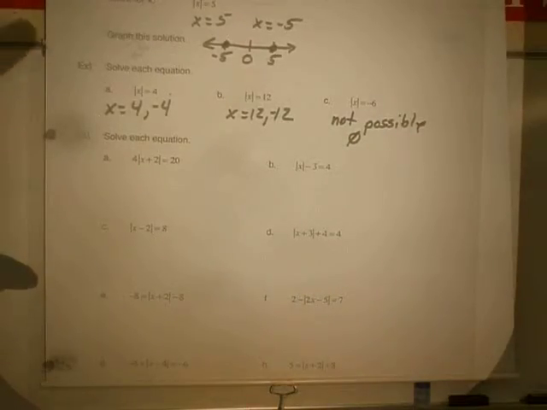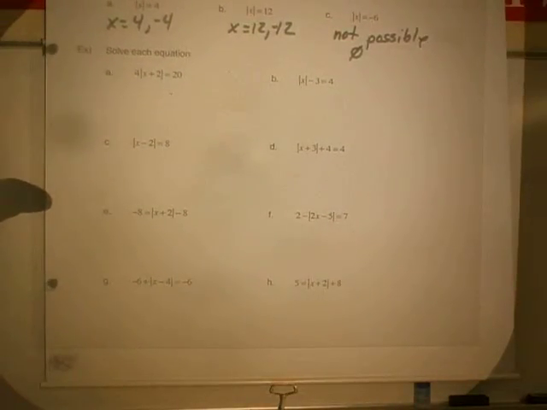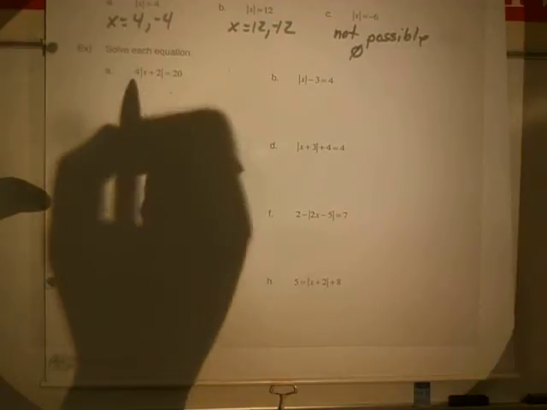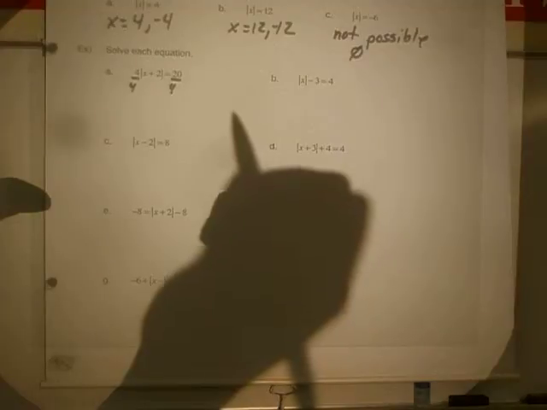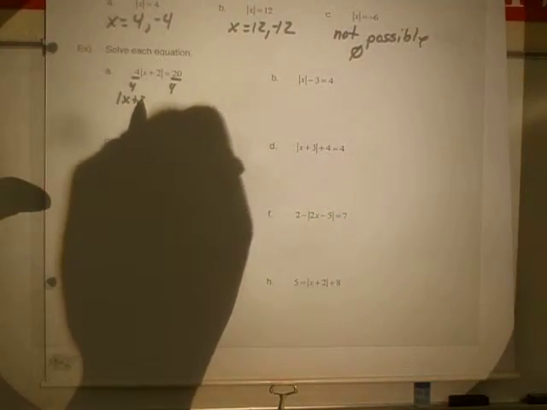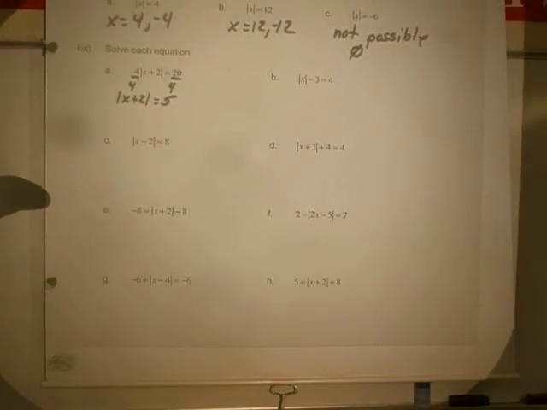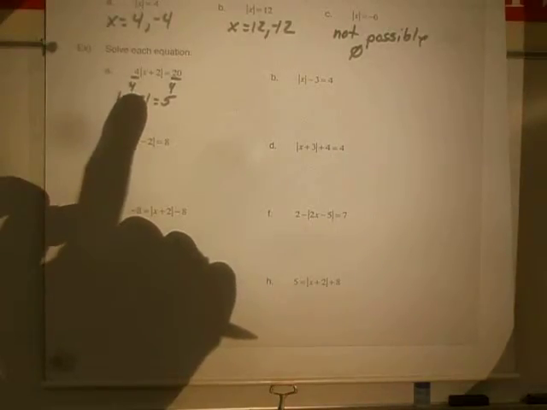We're going to complicate these or add a few steps to some of these. Example A, we have 4 times the absolute value of x plus 2 equals 20. First thing we're going to do to get this x by itself is we are going to divide by 4. And then we have the absolute value of x plus 2 equals 5. And at this point, I like to cover this up. Hopefully you can still see the absolute value sign.